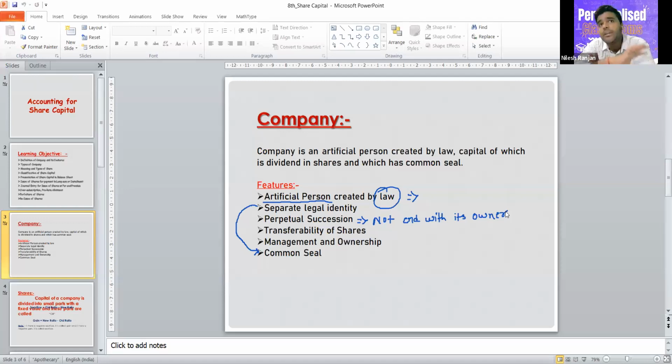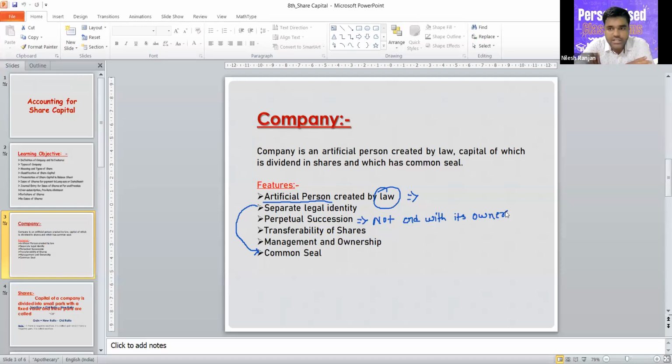In the same manner, if any business is a proprietorship business, then the proprietor has a legal identity, but the business doesn't have any separate legal identity. In the view of law or government, the owner and the proprietorship business are both the same, so they don't have any separate legal identity.